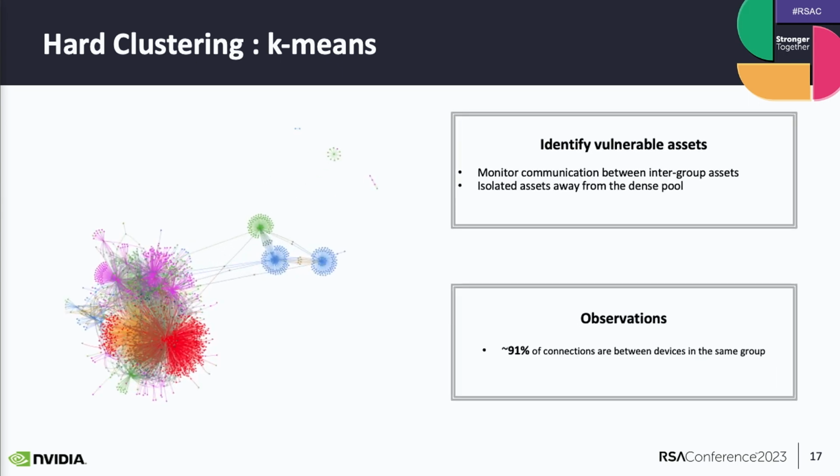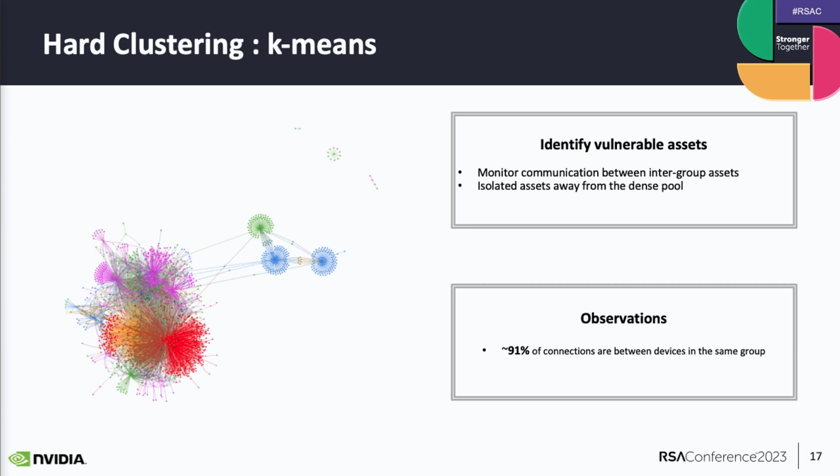So this image that you see here is the result of applying k-means on the asset embeddings of our own corporate network. And what we observed was something very interesting. 91% of the communication that happened was between assets belonging to the same group. So if I am an analyst and my goal is to, let's say, understand or detect suspicious asset behavior, I can start by only looking at 9% of this communication. And I don't have to spend all of that time and look at all the communications out there.